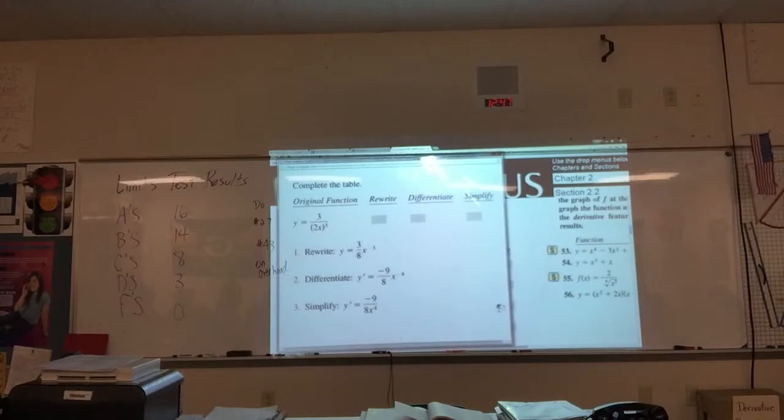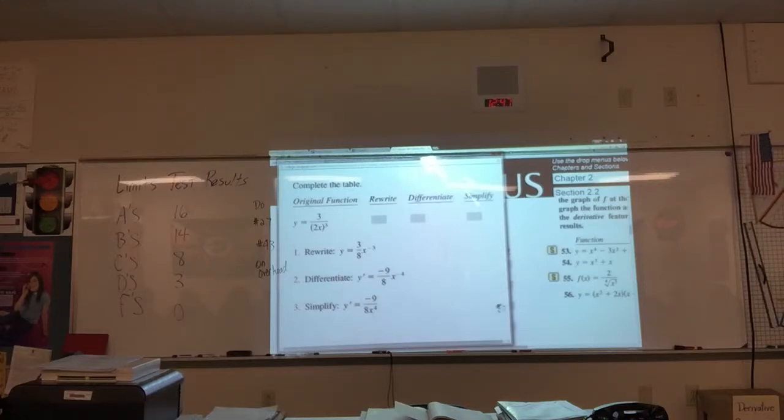This is number 27. So we take the original function, and you've got to algebraically expand it, and then rewrite it as 3/8 times x to the negative 3. Then we just apply the power rule. 3/8 times negative 3 is negative 9/8 times x to the negative 3 minus 1, which is negative 4. And then rewrite it, it's negative 9 over 8x to the 4th.